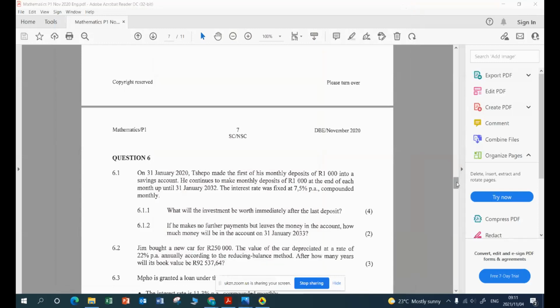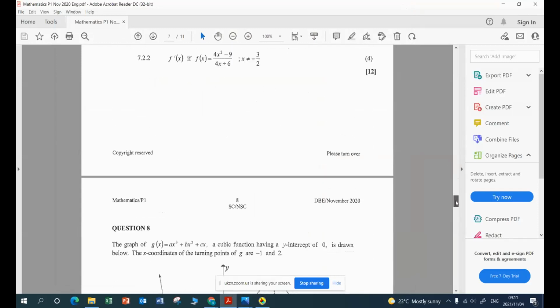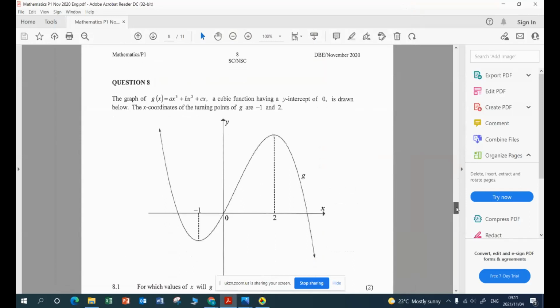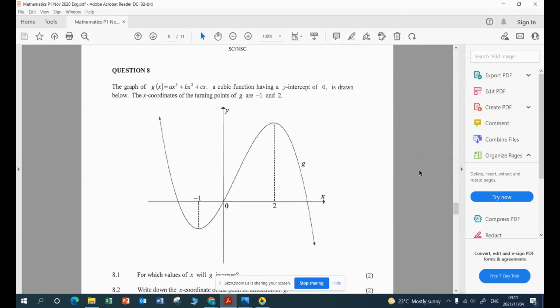The next question is question 8. Please take time, students, read the question, read it a few times, understand, analyze, and then tackle the question. Now, this is a cubic function, the graph of g of x equal to ax cubed plus bx squared plus cx.